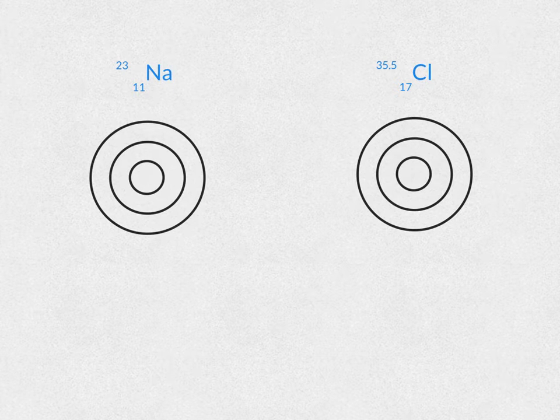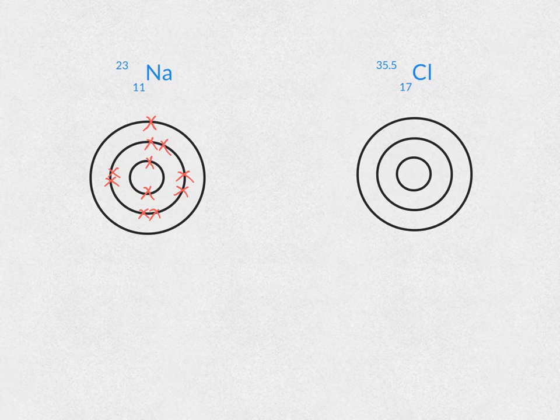Let's take a look at the electron structure of sodium and chlorine to see why they bond. The atomic number of sodium tells us that it has 11 protons in its nucleus, and as with all atoms, the number of electrons is always equal to the number of protons. Therefore, we know that sodium has 11 electrons. These are ordered as follows: 2 electrons in the first shell, 8 in the second shell, and 1 in the outer shell.